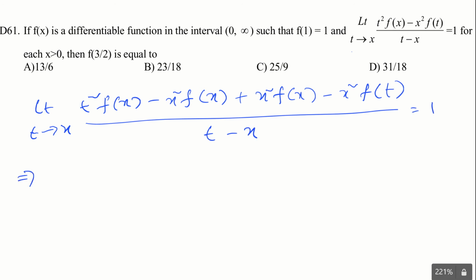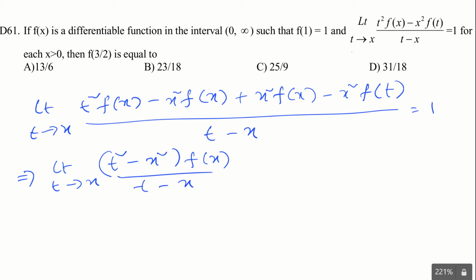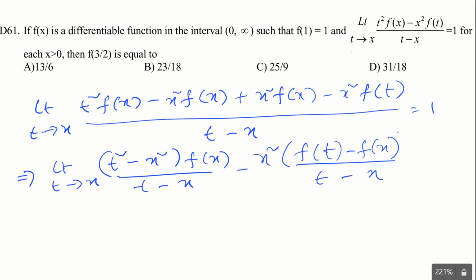I want you to observe that this is nothing but limit t tends to x. I write t square minus x square into f of x by t minus x, plus I'll take minus x square common. It's minus x square into f of t minus f of x by t minus x equal to 1.